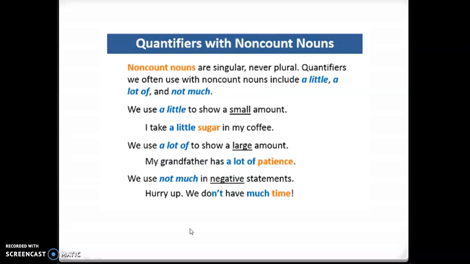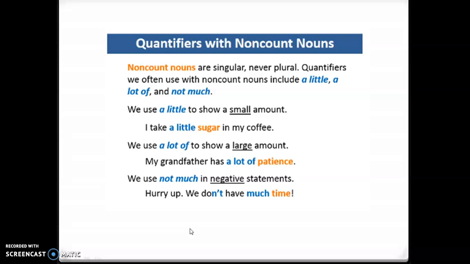So how about quantifiers with non-count nouns? Well, non-count nouns are singular, never plural. Quantifiers we often use with non-count nouns include a little, a lot of, and not much. We use a little to show a small amount. I take a little sugar in my coffee. Here you can see sugar is singular. It hasn't been made plural because it's a non-count noun.